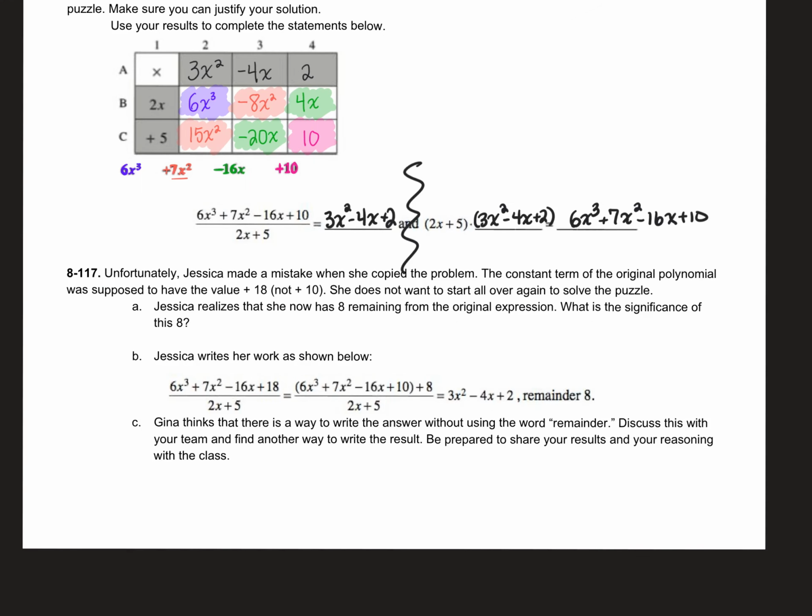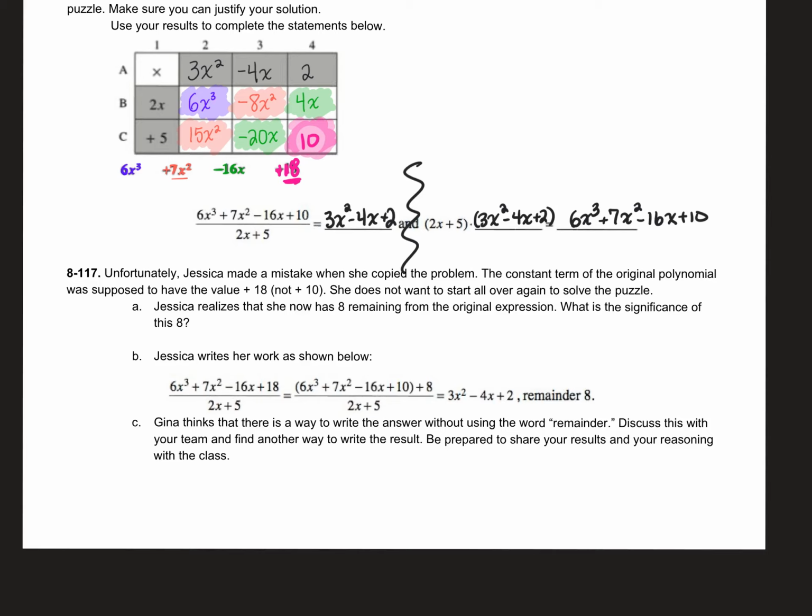Okay, so just to wrap this part up, Jessica realized that she had written the problem incorrectly. What she noticed was the constant term of the original polynomial was supposed to have a value of 18. So let's go up here and change this to 18. All right, so instead of 10, we're going to have 18. But this won't change, right? We're still going to have that value there just like we did before. That's still 10.